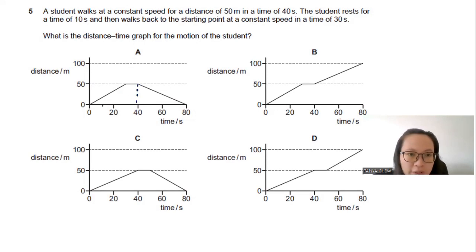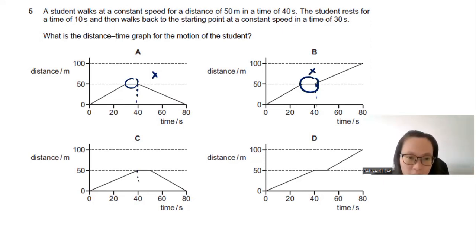So it seems like this is the resting time, because for resting time, the gradient of the graph must be equal to 0. So that means the student is not walking because there's no speed here. So for your information, I need to find the speed, the gradient of the graph, and compare with the information that the question gave. The student is walking, so there must be a speed, so there must be a gradient. So A is incorrect. What about B here at 40 seconds? This line is horizontal. It is supposed to be a straight line graph from 0 seconds to 40 seconds because the student is walking for 50 meter in 40 seconds. So B is also wrong.